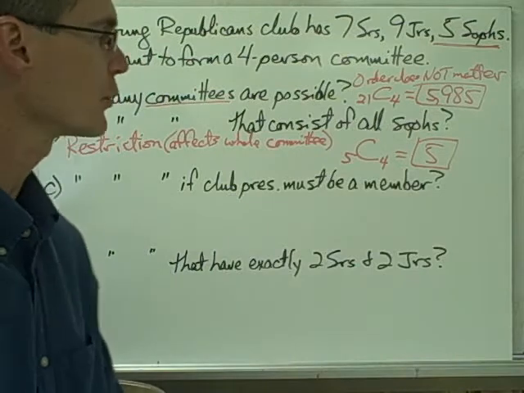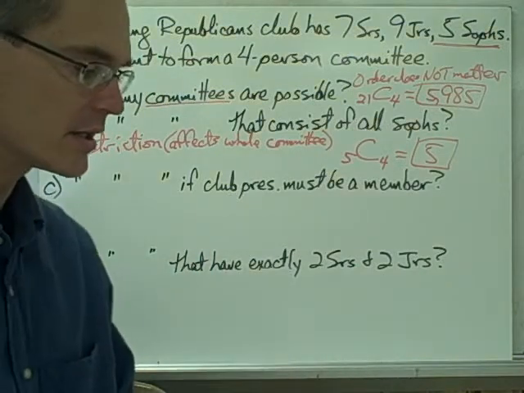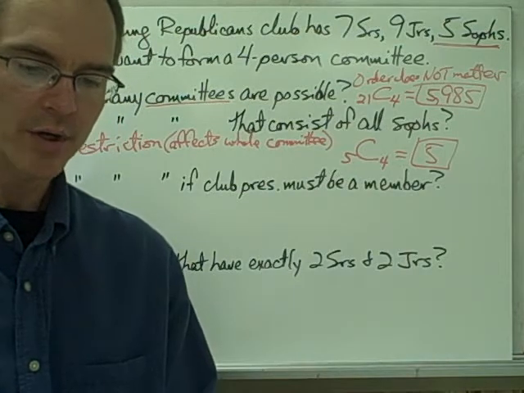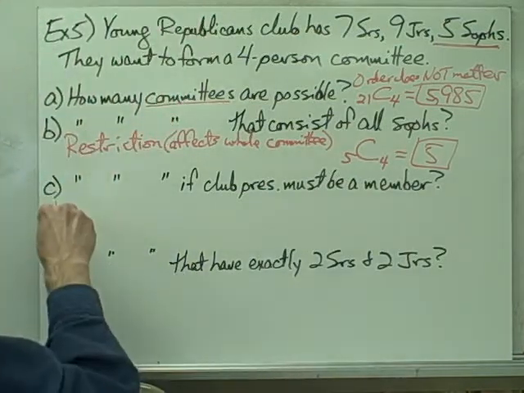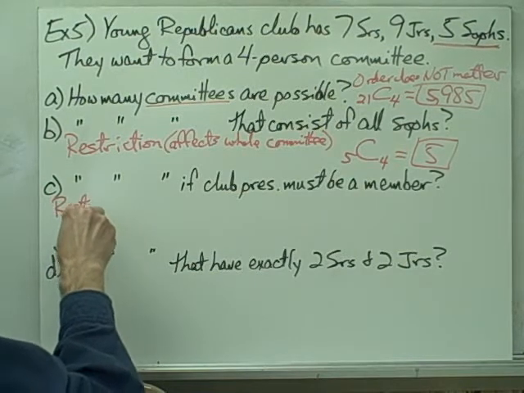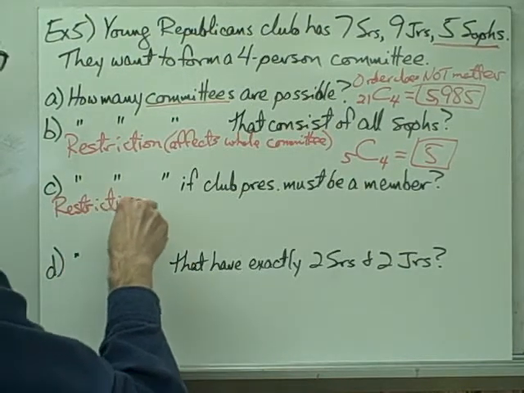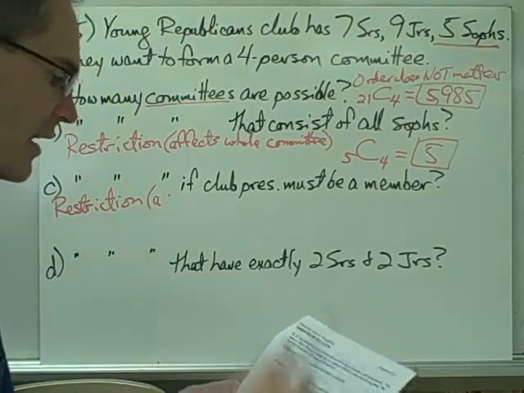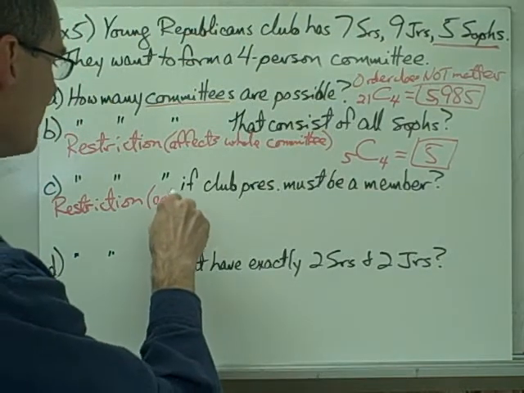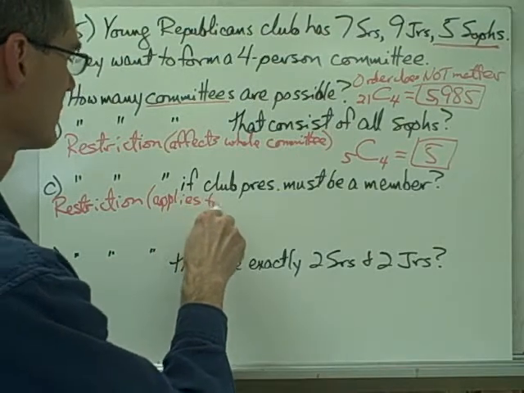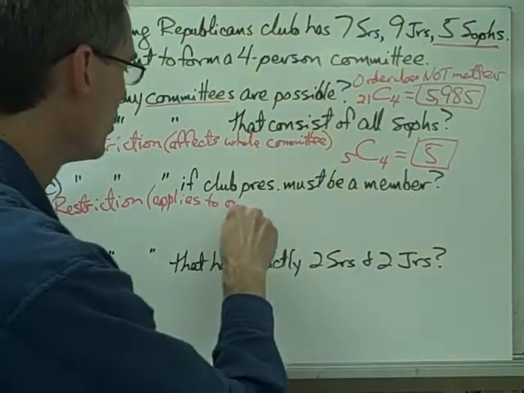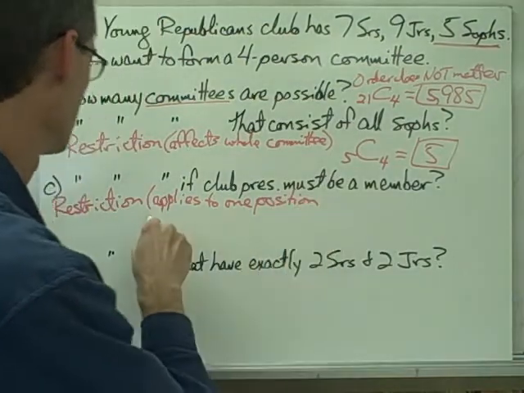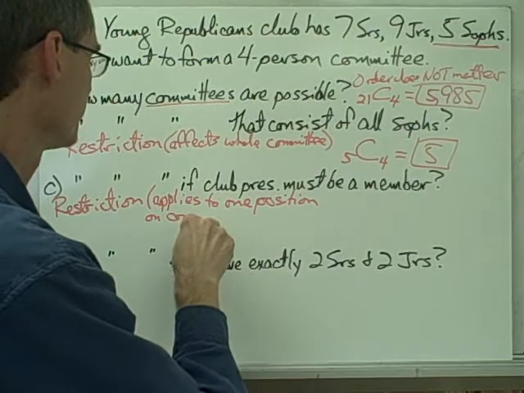Okay, so that was an example where I had a restriction on my number of combinations, but it wasn't a very complicated restriction. Let's take a look at part C here. How many different committees could be formed if the club's president must be one of the members? All right, so here again is a restriction that's being placed on my combination, and this is a restriction that we're going to say applies to one position on the committee.